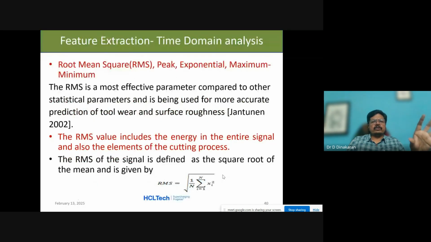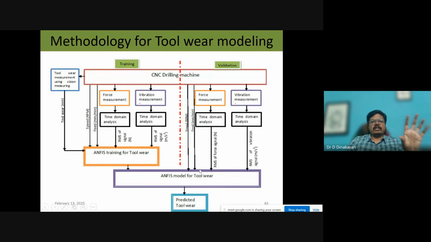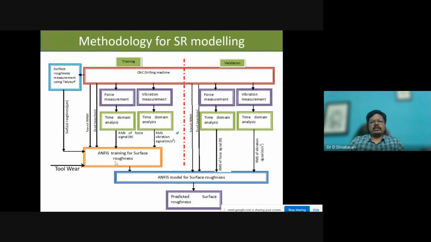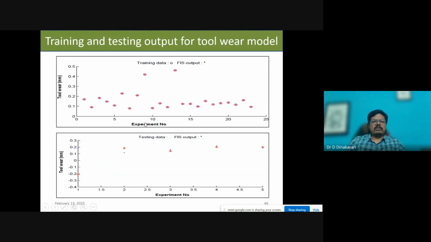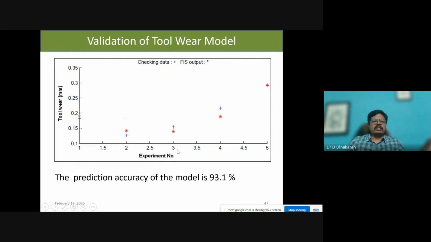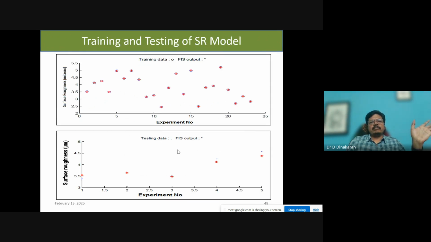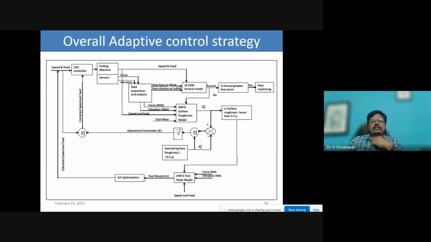Similarly, for tool wear also, the same kind of models are developed. As I mentioned, there is a neural network and FIS based algorithm. ANFIS is modeled, and here also you can see how the parameters are configured, and finally the training data set and these things. If you take these two checking points, there is a close correlation. So the model accuracy is about 93%. With this, the overall adaptive control strategy is implemented in the machine.